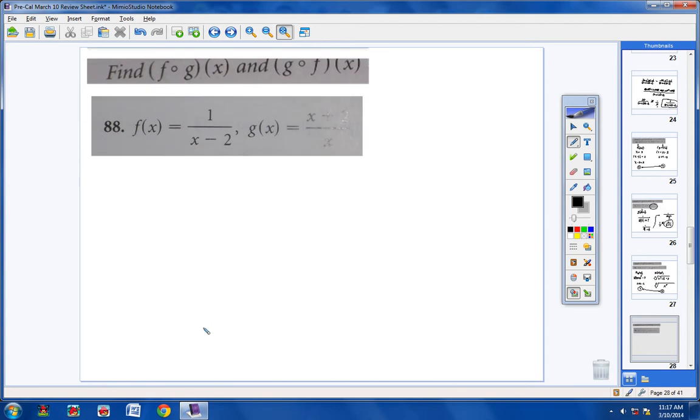And we did have one more. I apologize, I did not realize that. x plus 2 over x. Okay, we'll go really fast. f of g of x.